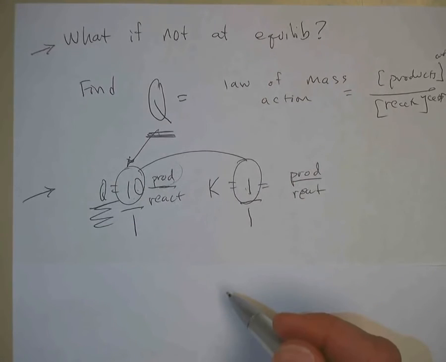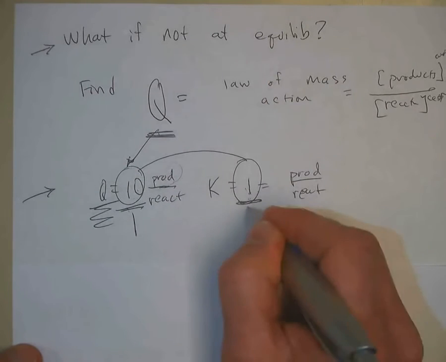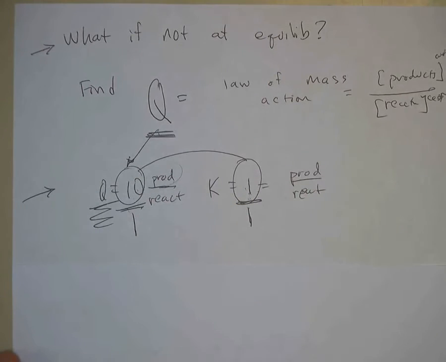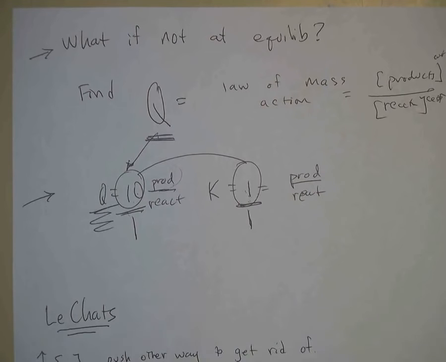Which way would it shift once I find Q to be able to know what it is at K? So take the number Q, write it over 1, take the number K, write it over 1, and then compare the tops. Compare the numerators and say what would have to happen to the numerator to make that happen.